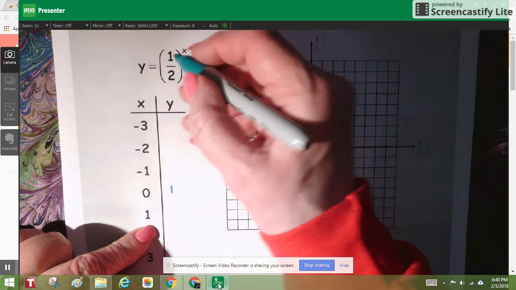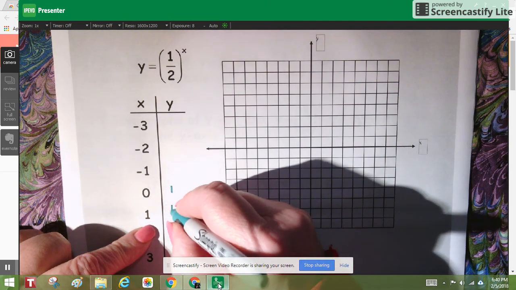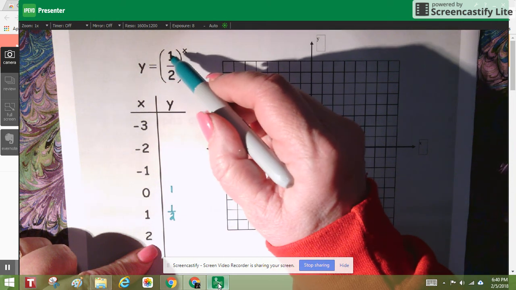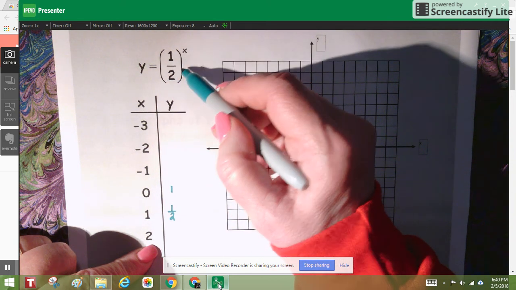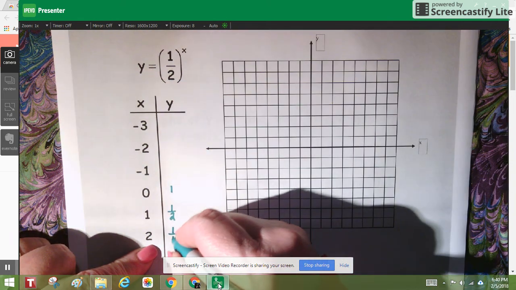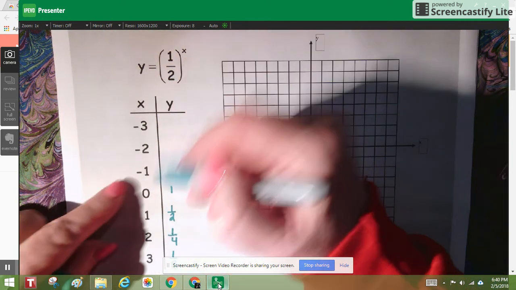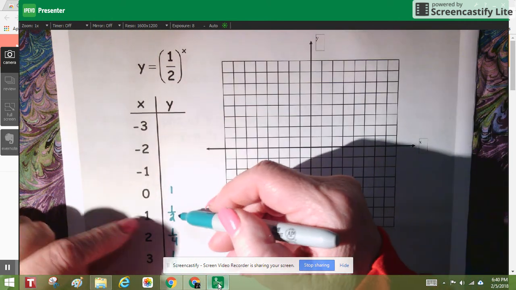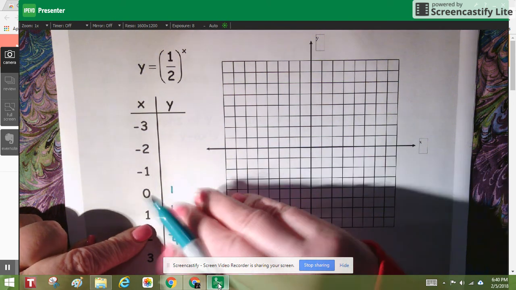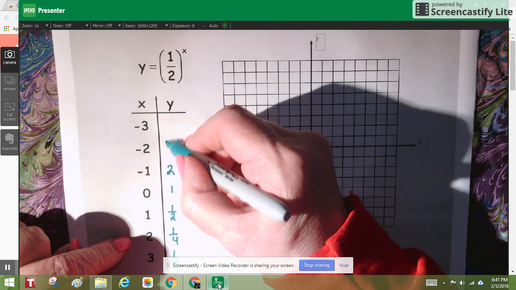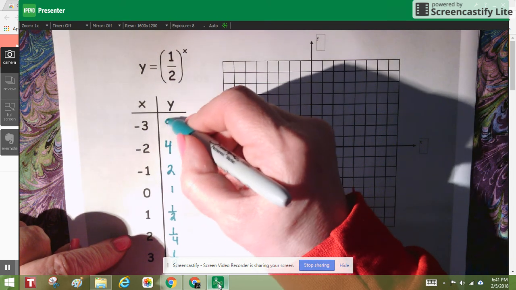If I have 1/2 to the first power, well, that's just going to be 1/2. If I have 1/2 squared, that's the same thing as 1 squared over 2 squared. So that'll be 1/4, and this here will be 1/8. If I plug in negative 1, well, that's going to be the same thing here as 1/2, except it's going to want me to flip it. So this is going to be 2, negative 2 will be 4, and negative 3 will be 8.